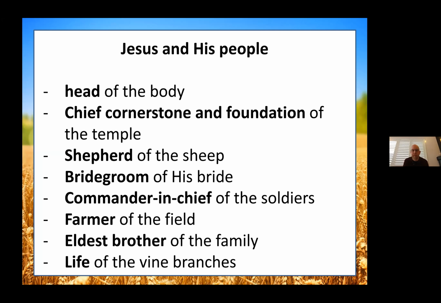He's the farmer of the field. He's the eldest brother of the family. And we look to him to understand what it means to be part of God's family. And he's the life of the branches. We don't want anything to prevent his life from flowing into us and through us. John 15 says that we need to abide in him, to remain in him, to stay close to him. Read his word. Think about it. Trust it. And trust ourselves to him, and his life flows through us for our own blessing and the blessing of others. So it's all about our relationship with him, his life in us.